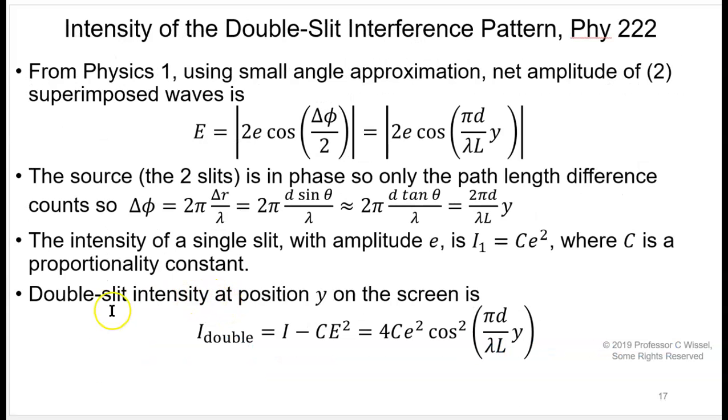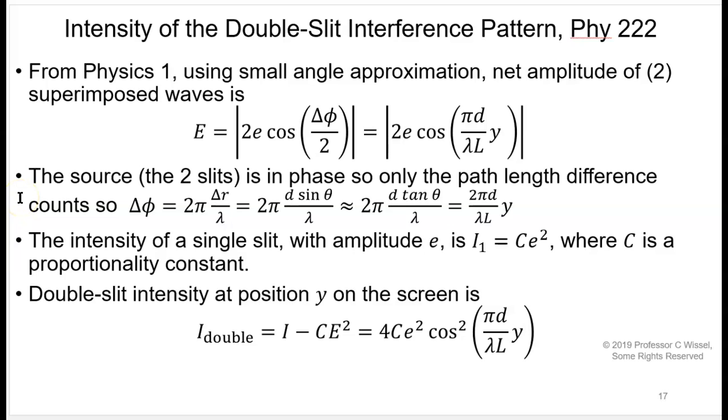Okay, now let's derive the intensity of the double slit interference pattern. From Physics 1, and we're going to use a small angle approximation on this, the net amplitude of two superimposed waves is E equals the absolute value of 2 times little e times the cosine of delta phi over 2. Little e is just the amplitude of one wave, and of course this delta phi is the phase difference between them.